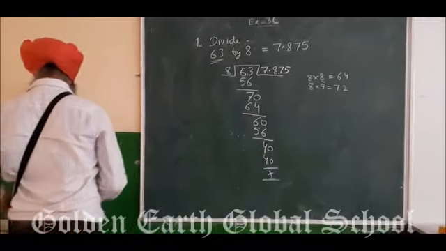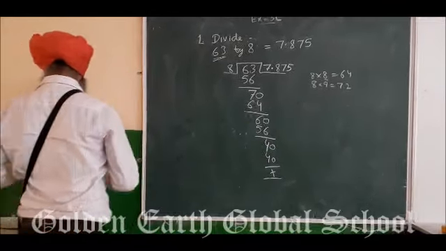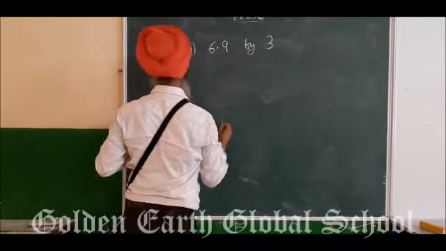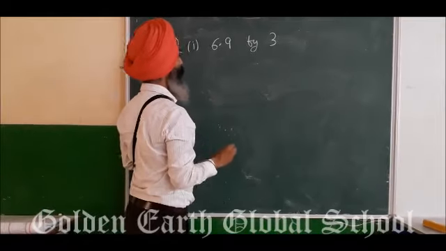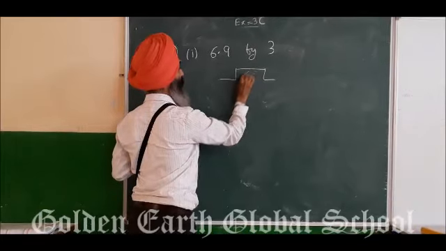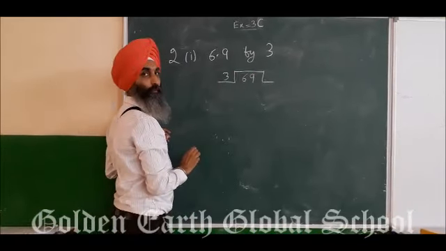Now we have the next question. Second one: divide the decimal by a whole number. In the previous question we had both whole numbers, but in this question we have to divide a decimal number by a whole number. Here it is a decimal number and here it is a whole number. So how will you do it? First of all, remove the decimal and divide it simply. 69 divided by 3. So what is the answer?